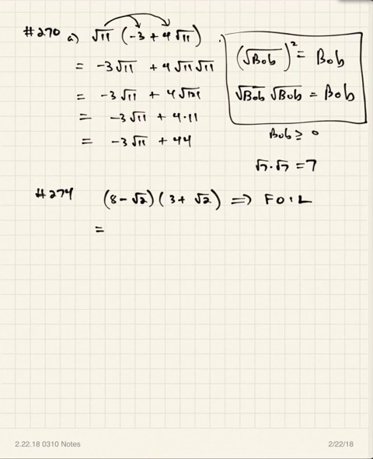So when we go through FOIL, you've got 8 times 3 is 24. The outside 2 would be 8 times the square root of 2. Can't multiply those together because one of them is the square root and the other one's not. I've taken the first 2 and multiplied them, and I've taken the outside 2 and multiplied them. Now I take the inside 2, so that would be minus 3 times the square root of 2. And then finally the last 2.